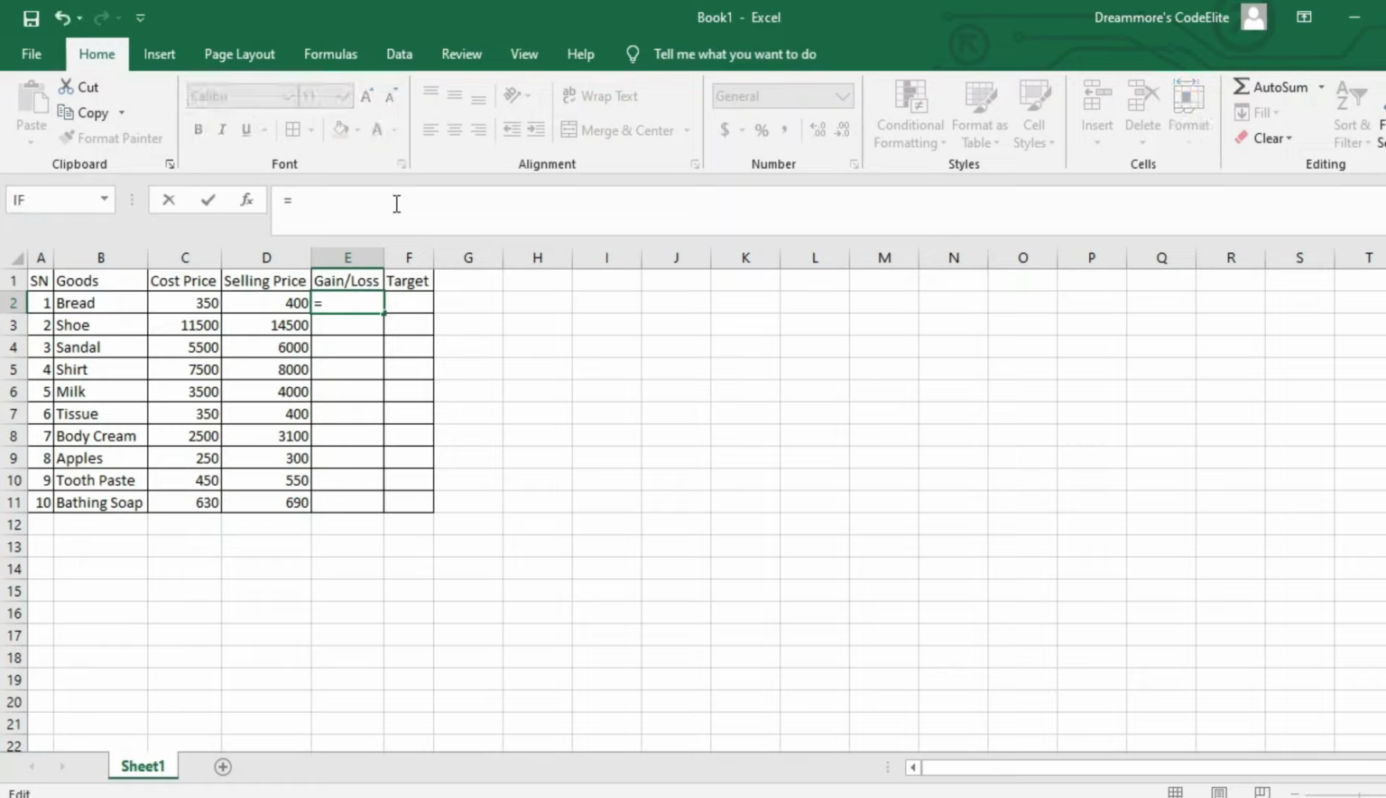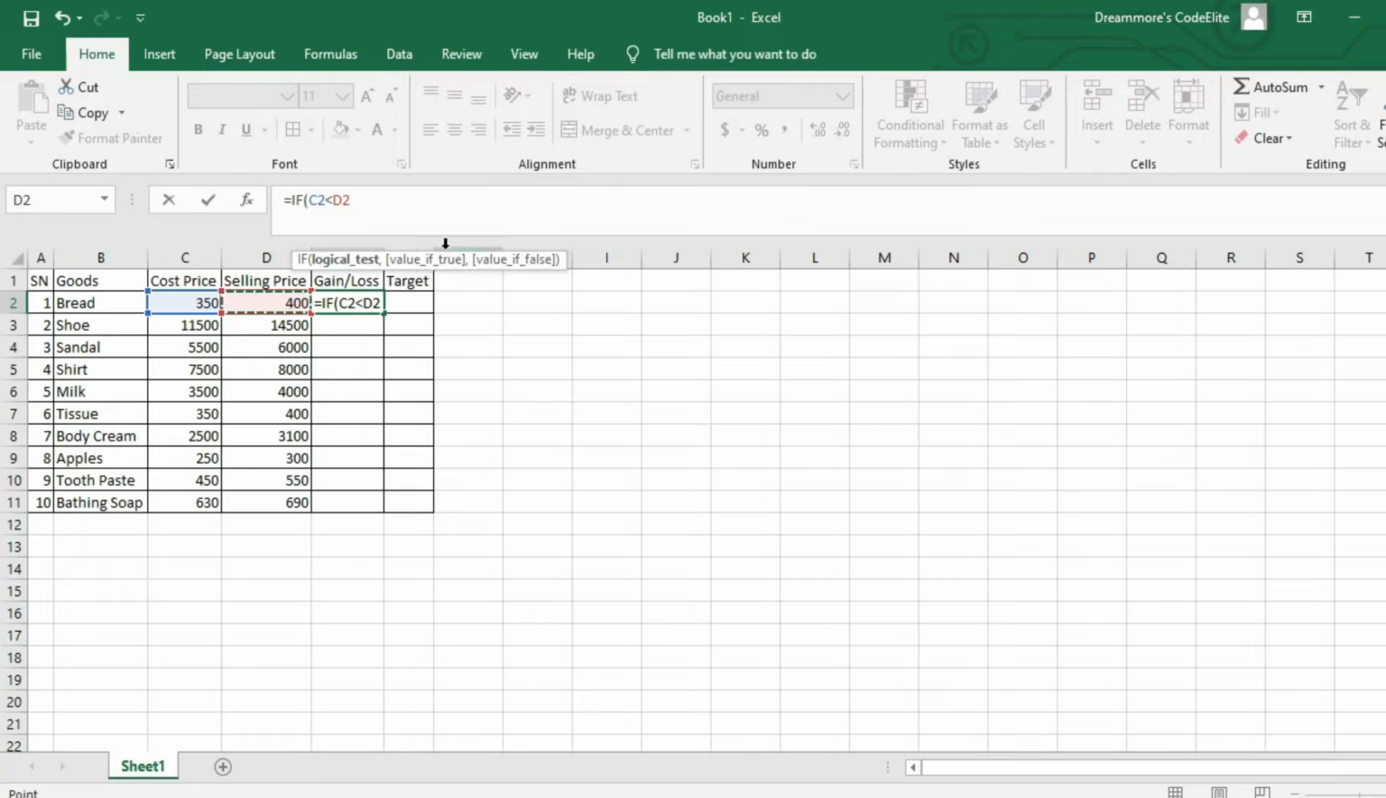I'll do equals, and then I'm going to call for IF. That's the IF function right there. If this is less than this, if the cost price is less than the selling price, then you can see there, this is the logical test which we have done. And then you now put your result.